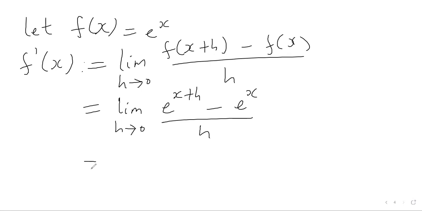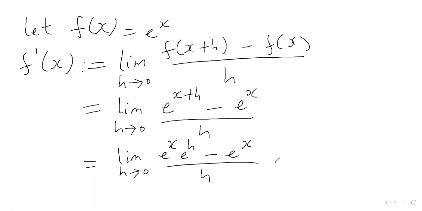And again, we can do some simplification. So if we look at that numerator, this is e to the x times e to the h, because this is just using indices rules. Subtract e to the x, and all divided by h.